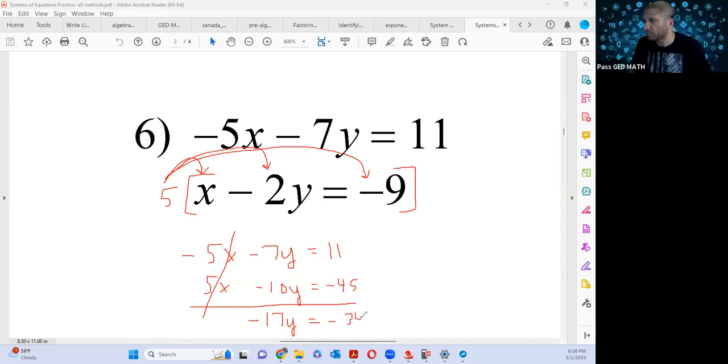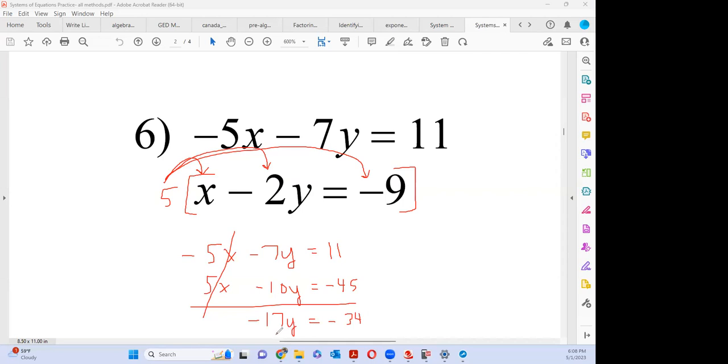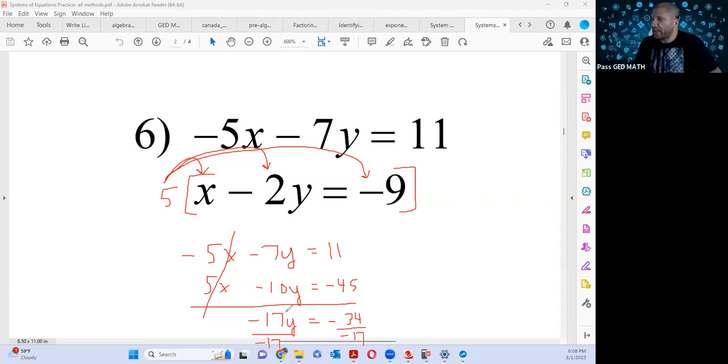Now, if I want to get y by itself, what do I need to do? Divide by negative 17 on both sides. The two negative 17s cancel. I'm left with y equal, what is negative 34 divided by negative 17?